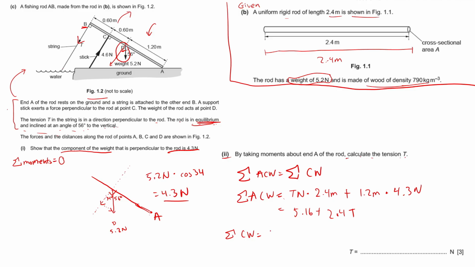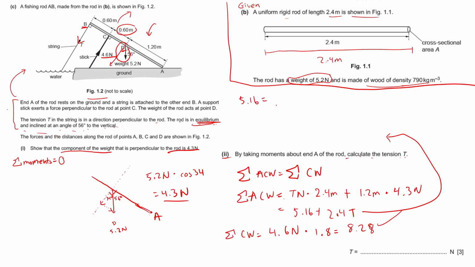And since we calculated the anti-clockwise, we can now calculate the clockwise, which is just going to be away from the water, right? And the only force that satisfies this is the stick, which we can calculate as 4.6 newtons multiplied by the distance from A, which is just going to be 1.8 meters. And you can calculate this out, and you get 8.28. And we'll move it to a place where I have more space.